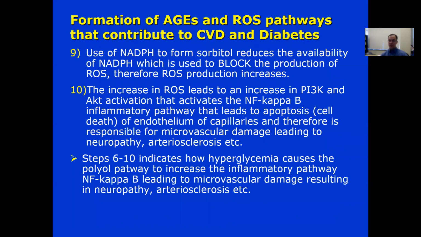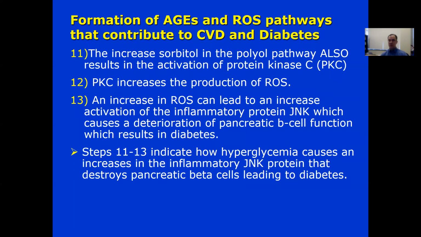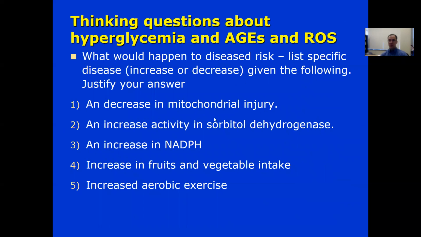Once you have a good understanding of this, then you can do the thinking review questions that are here. And then what would happen to disease risk? So again, you need to list the specific disease and whether or not it will increase or decrease given the following scenarios. I will put on Blackboard in a separate video and file the explanation. We will go through the answers to these 5 thinking review questions. But make sure that you do these ahead of time before you look at the file and the video.